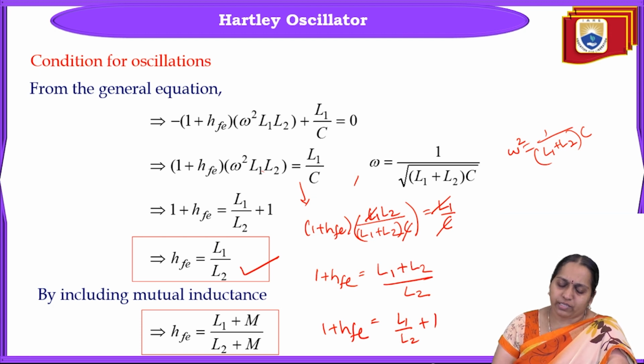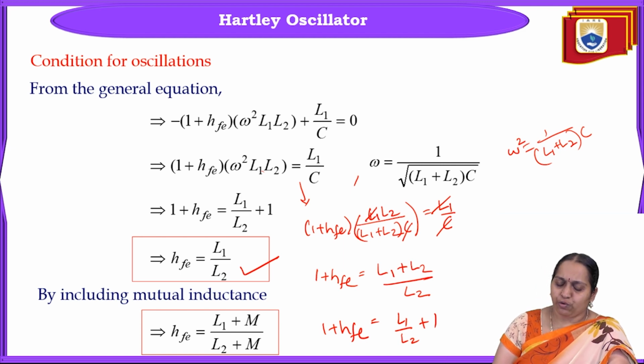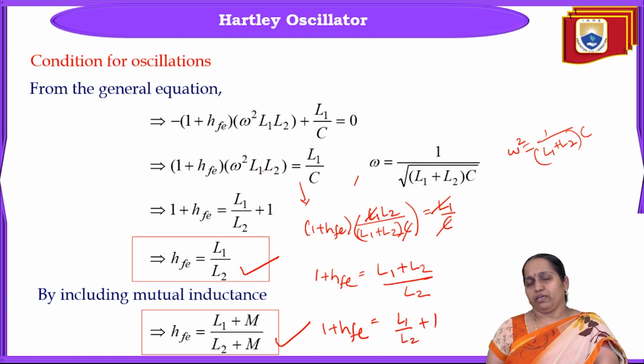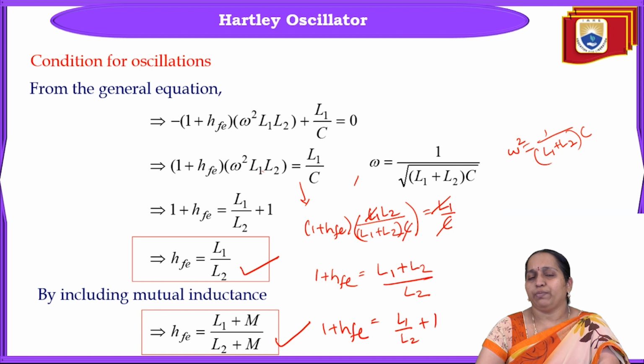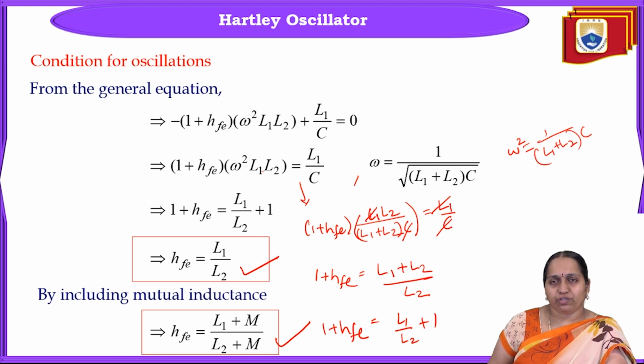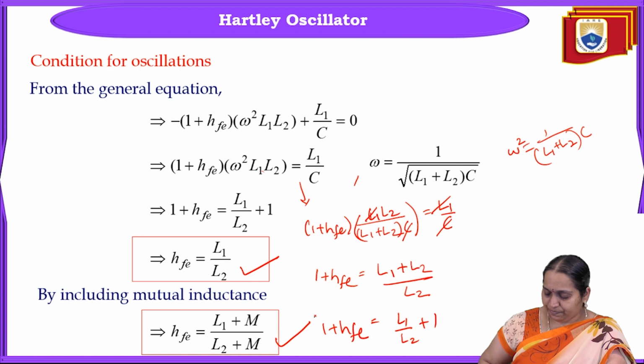And as for the frequency of oscillations, if you want to include mutual inductance also, then HFE must be equal to L1 plus M by L2 plus M. So this is regarding the Hartley oscillator. Same basic block diagram only, but in place of Z1 you will have L1, Z2 equal to L2, and in place of Z3 you are using capacitance C3. So you will write its equivalent impedance and finally find the frequency of oscillations, and also we have seen the condition for oscillations.